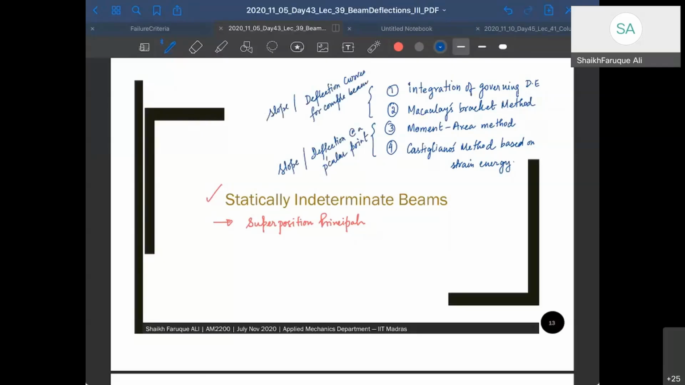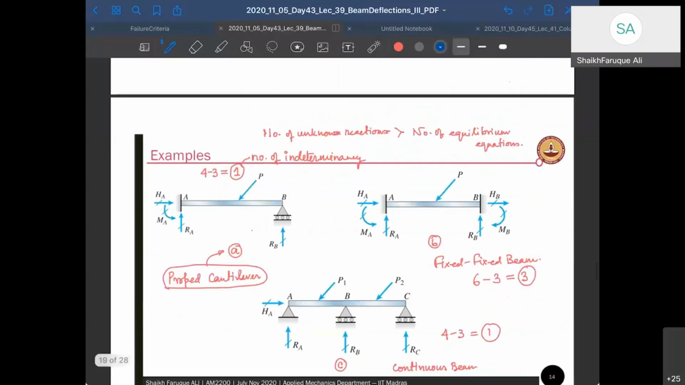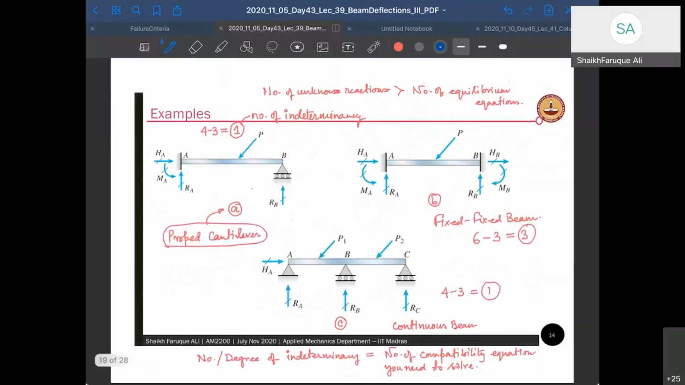All right. Today we are going to use them to find deformations or to solve statically indeterminate beams. Okay, so what are statically indeterminate structures? We have discussed statically indeterminate structures a long time ago. Whenever we discussed axial members, whenever we discussed torsional members, we discussed statically indeterminate structures.